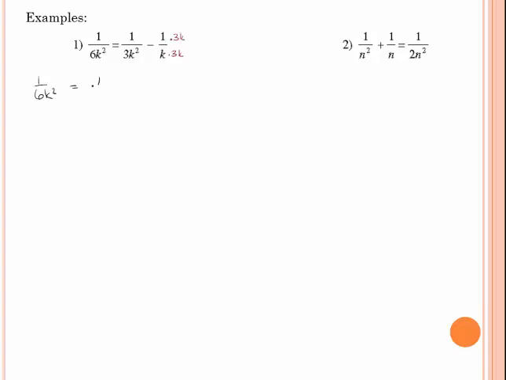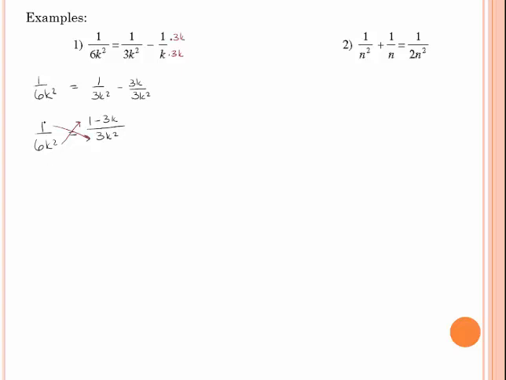I'll have 1 over 3k squared minus 3k over 3k squared. Now I need to combine this. So I'll have 1 over 6k squared is equal to 1 minus 3k over 3k squared. Now I have a proportion. A proportion is when you have two fractions equal to each other. And in order to solve a proportion, we must cross-multiply. So I will multiply this way and this way.